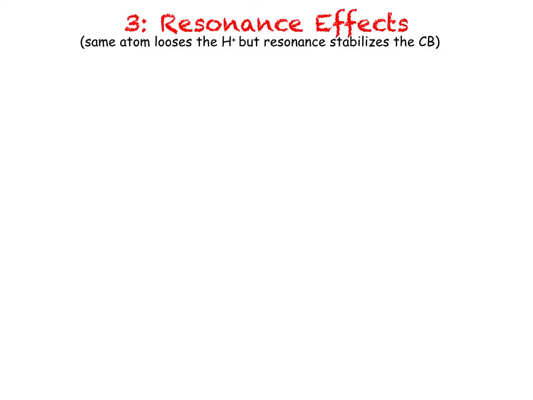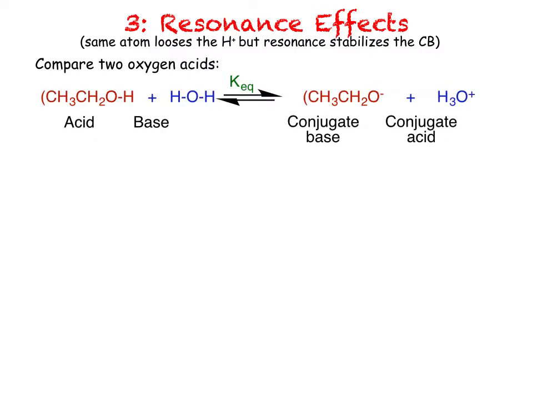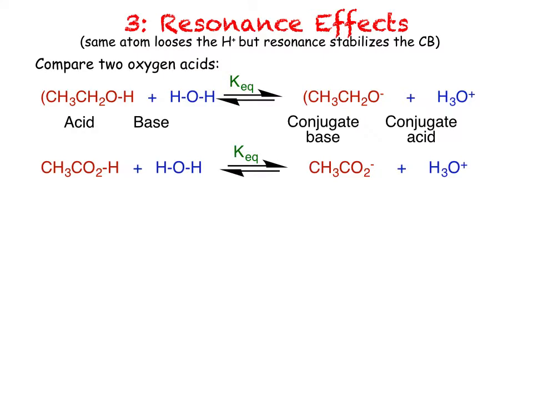The next effect is going to be the resonance effect. Here the proton is being lost from the same atom, but in one case the conjugate base is stabilized by resonance, and in the other case it is not stabilized by resonance. So let's compare two oxygen acids. We have ethanol at the top, and the pKa of ethanol is 16, and below that we have acetic acid. The pKa of the carboxylic acid is 5 in this particular case.